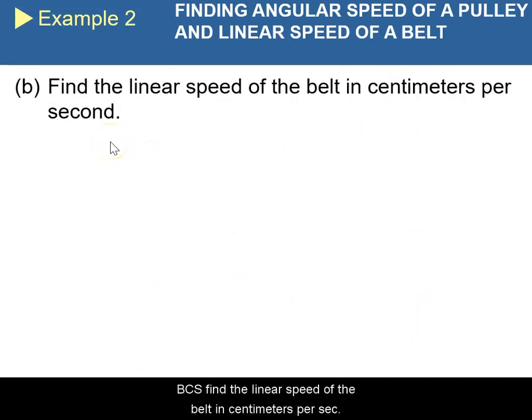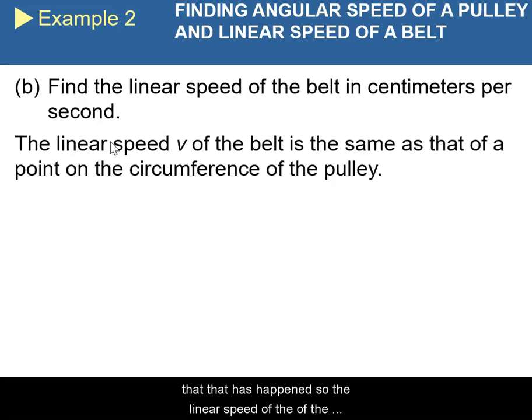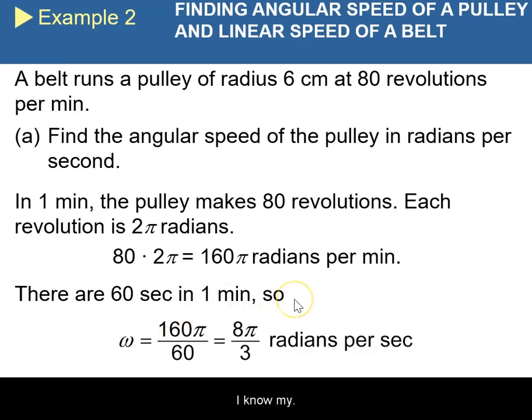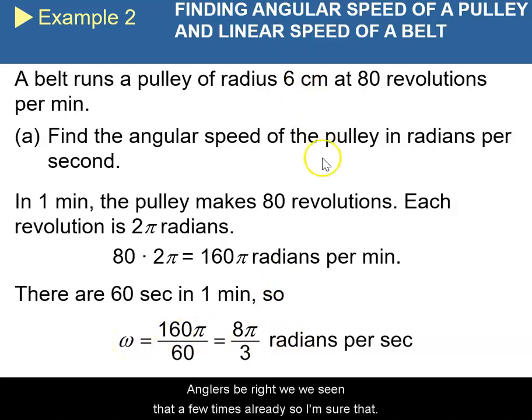B says find the linear speed of the belt in centimeters per second. So we're going to do something very similar. We need to know the arc length and the speed that is happening. The linear speed V of the belt is the same as that of a point on the circumference of the pulley. So again, I know my omega. Remember, linear speed is really just the radius times the angular speed. We've seen that a few times already.